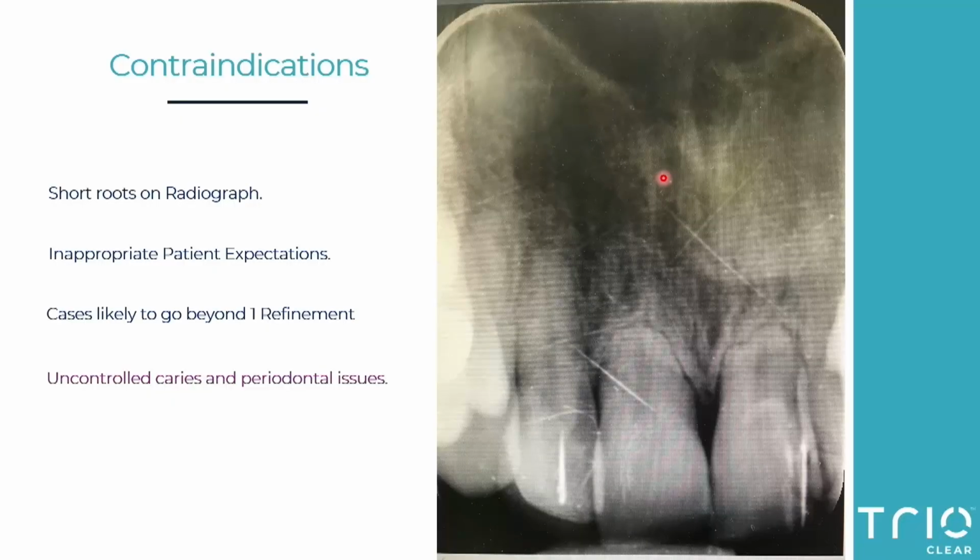Cases that are likely to go beyond one, maybe two refinements. I will talk to you about what a refinement is and what it means, but most of my cases I'm looking at and saying, I would really like them all to come over the line in just one plan. If I need to refine it once, that's great, twice at the most. The more cases you do, the better your eye will become at spotting those cases that might move beyond one or two refinements. And just to say again, uncontrolled caries and periodontal issues, really important to establish and get rid of them first.